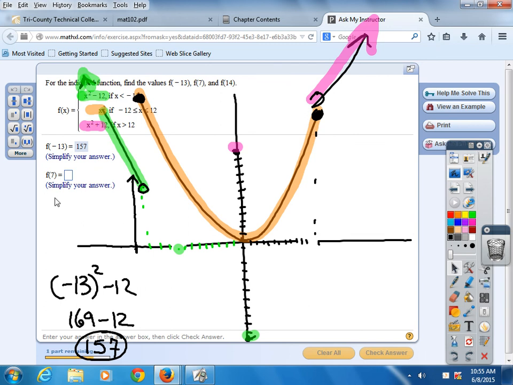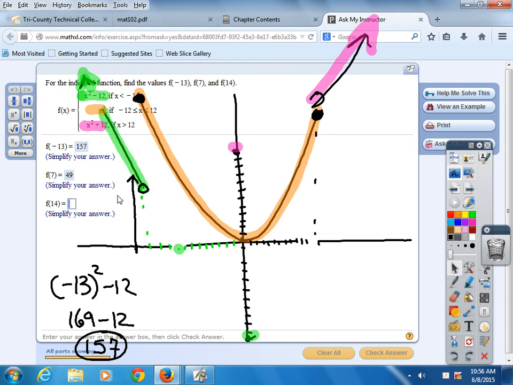All right, f of 7. Where's that going to fall? Yeah, in the orange. So f of 7, 1, 2, 3, 4, 5, 6, 7, right in here. 7 squared is what? 49. Yeah, last time I checked it was 49. You made me second guess. And where's f of 14 going to fall? A third, on the magenta. So 14 squared is 196. Y'all check me. Because 13 squared is 169, 14 squared is 196, plus 12 is 208.